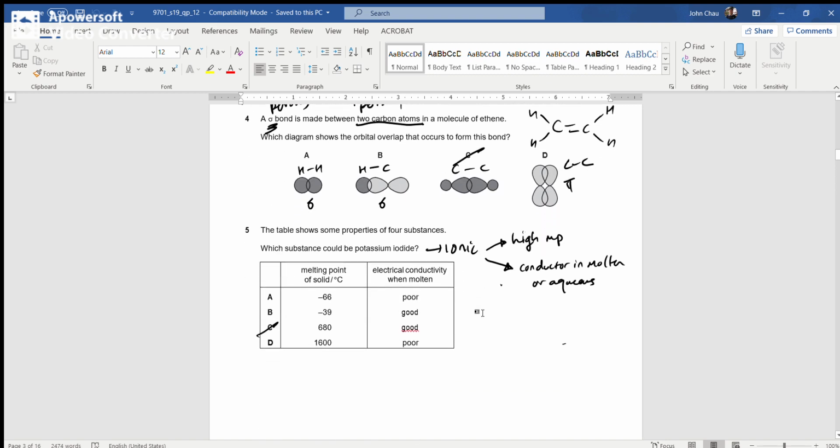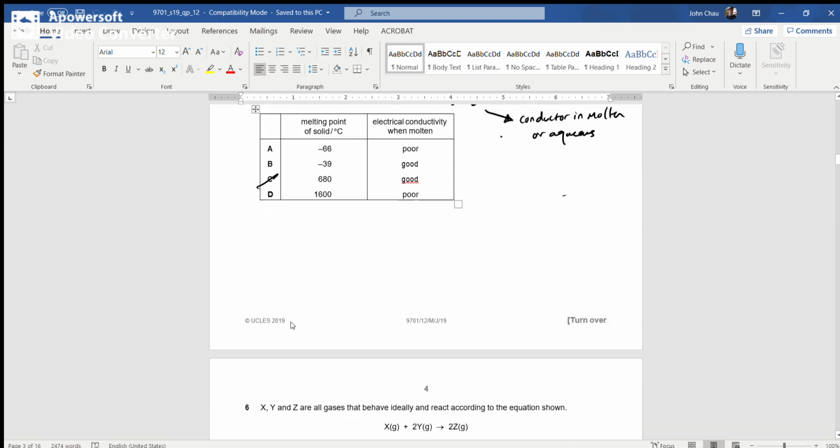Number 5, which substance could be potassium iodide? Potassium iodide is a giant ionic structure, so with a high melting point and able to conduct electricity in the molten or aqueous state. So we choose between C and D because this one will show a high melting point. But we also have to look at the electrical conductivity. When molten it should be a good conductor, that's why we choose C.